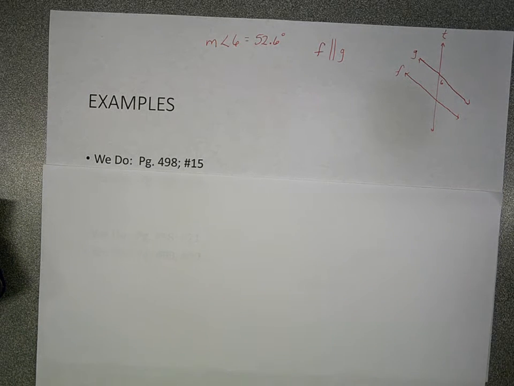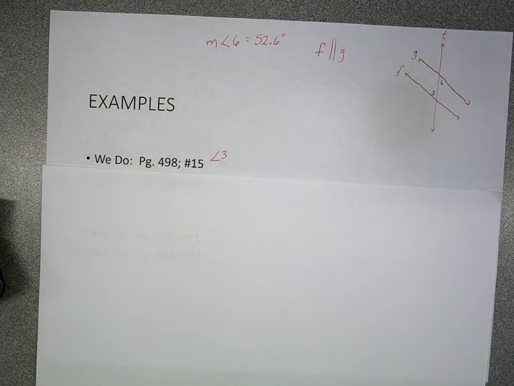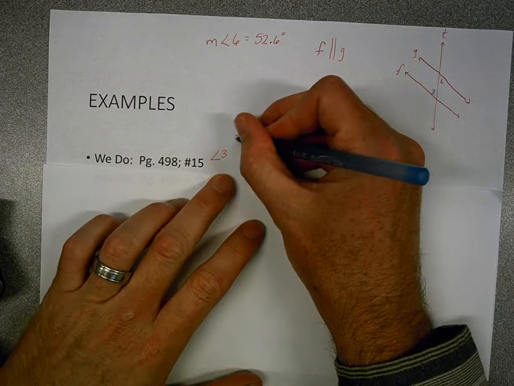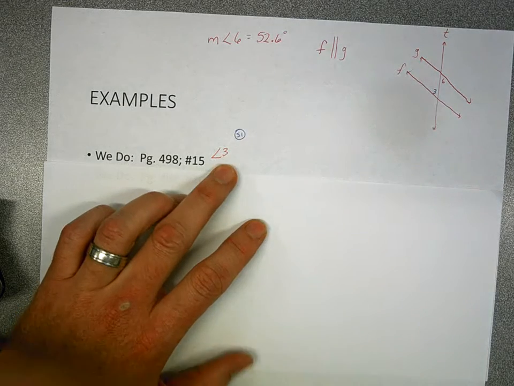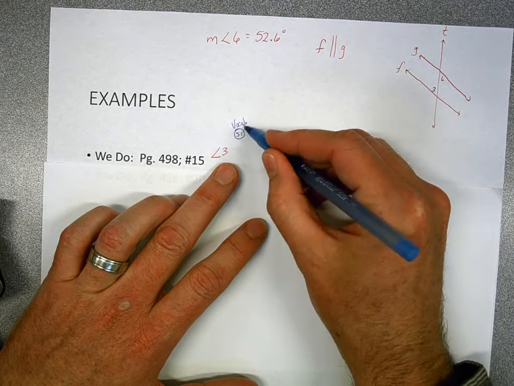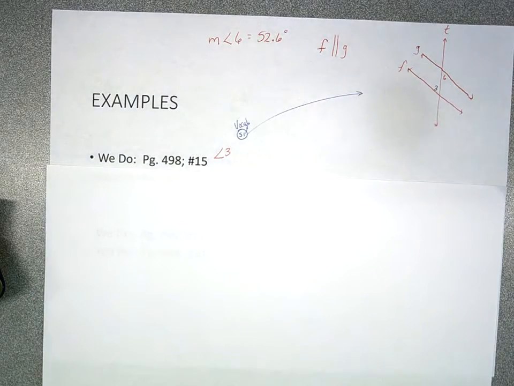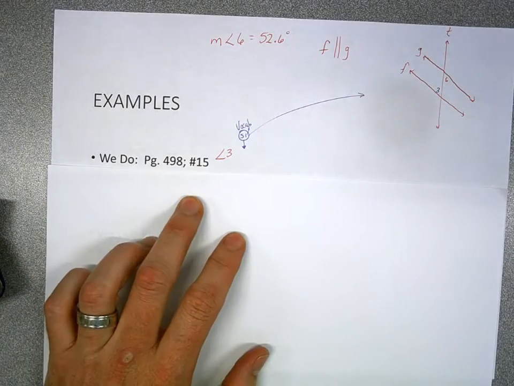Okay, so number 15. They want to know the measure of angle 3. Well, on here, this is angle 3. So the directions again say, what's the measure of the angle, and explain your reasoning. So in this case, step one, I'm going to put the word vocab. Study your vocab and find out what those angle pairs are. These angle relationships, and what are they, guys? You remember?